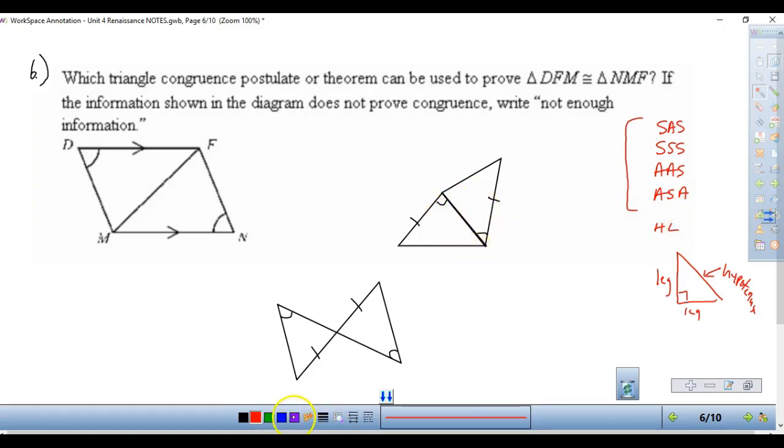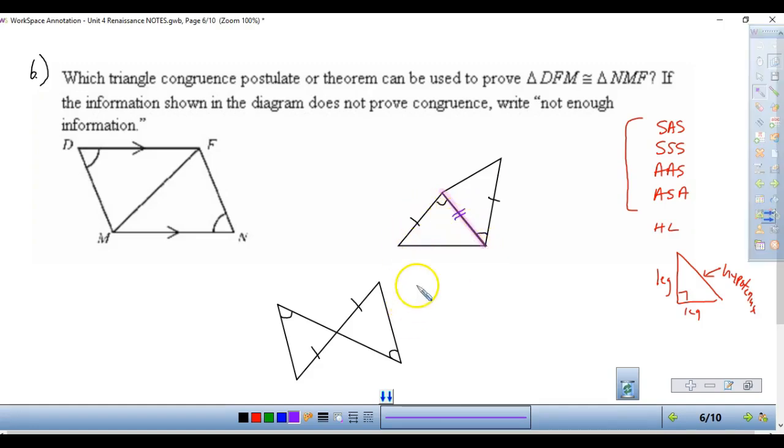The first thing we want to do is add any information that's not already there, if there's anything we can add. So if these two triangles share the same side, so see how they both share this side, then that means that side's automatically the same on both triangles. So I'm going to mark that. And then they already had a couple other markings.